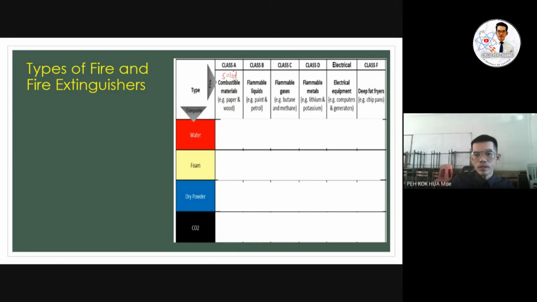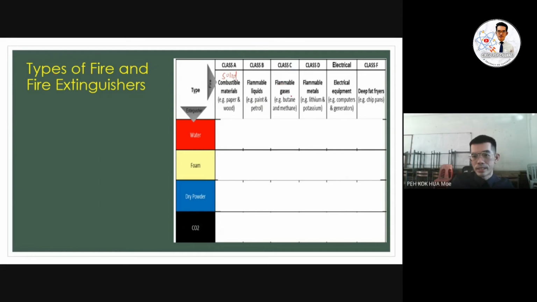And then the second, class B, is the fire caused by flammable liquid. Here we have paint and petrol. And the type C, class C, will be the fire caused by flammable gases.